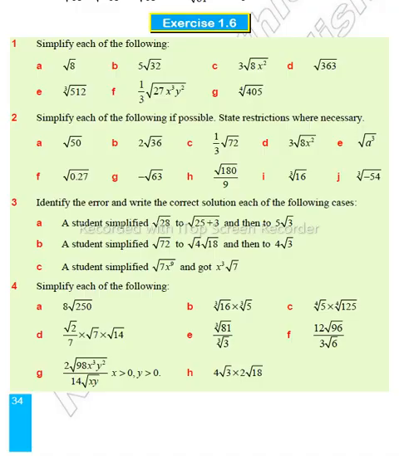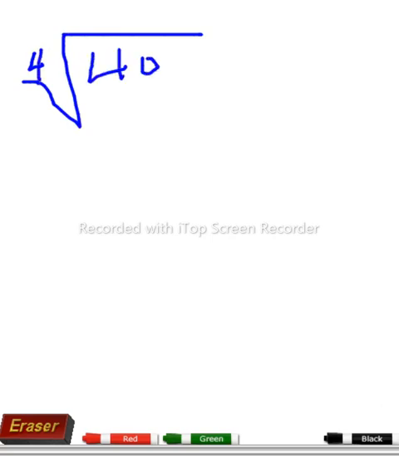We have here the fourth root of 405. Let us write first the question. The fourth root of 405.